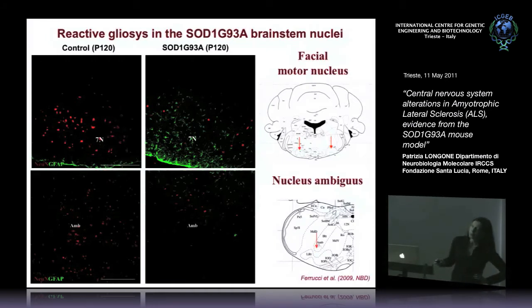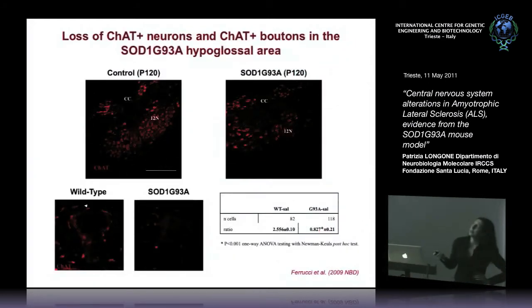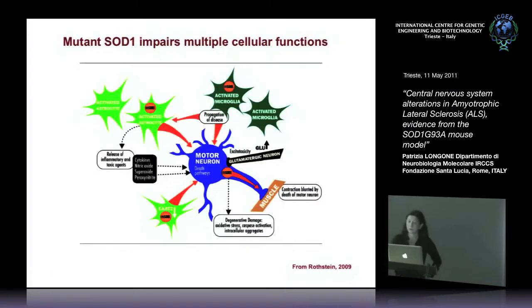And the nucleus ambiguus again shows at 4 months a clear reactive gliosis and a loss of NeuN positive cells. Similarly, the hypoglossal area, here shown with CHAT positive staining, a marker for motor neurons, at 4 months shows a clear decrease in the CHAT positive neurons and in the CHAT positive boutons that you can see here in the wild type, but clearly decreased in the SOD1 mutant. And here are the counts of the CHAT boutons.